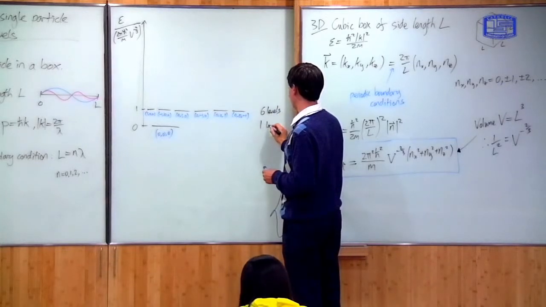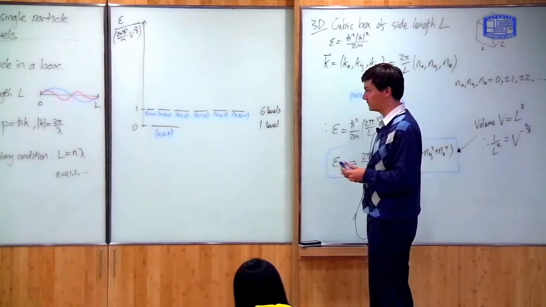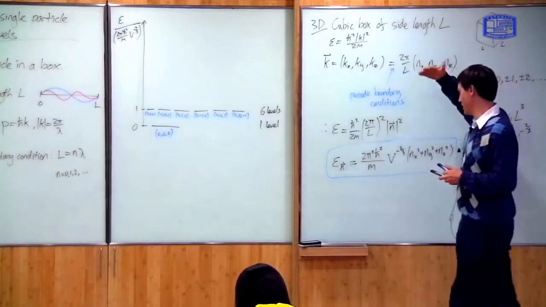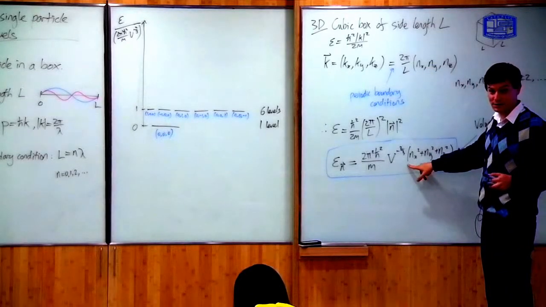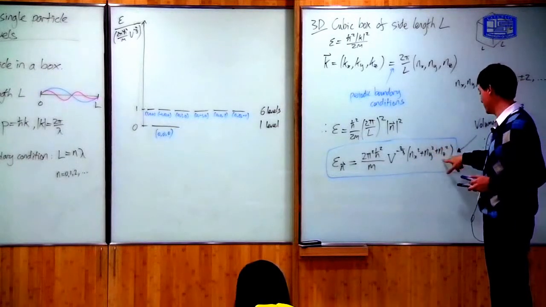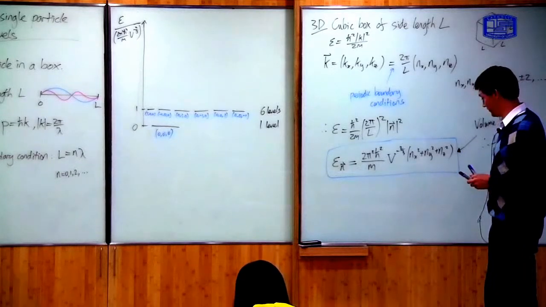I get 1 there. Okay? Now, the next one is when this thing can be equal to 2. The next one which is possible is when nx squared plus ny squared plus nz squared is equal to 2. And I can do this, in fact, in 12 different ways.